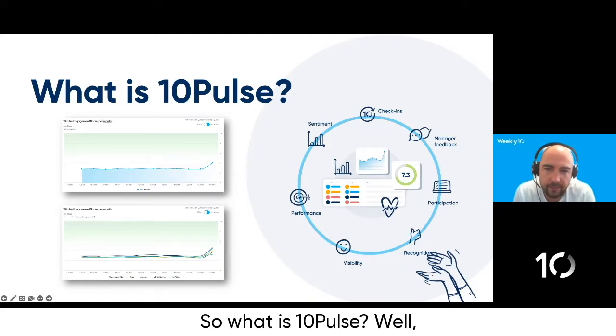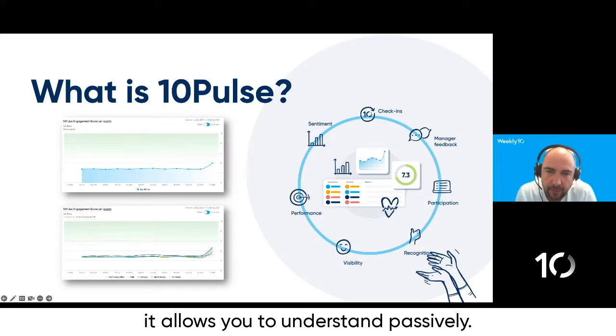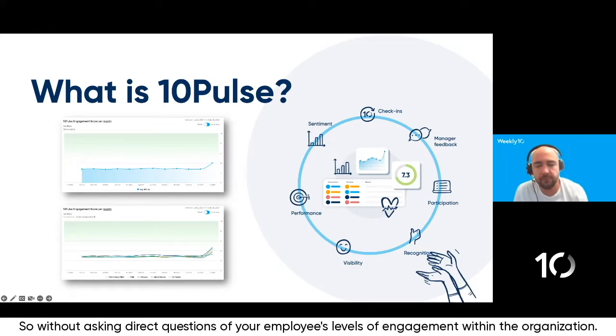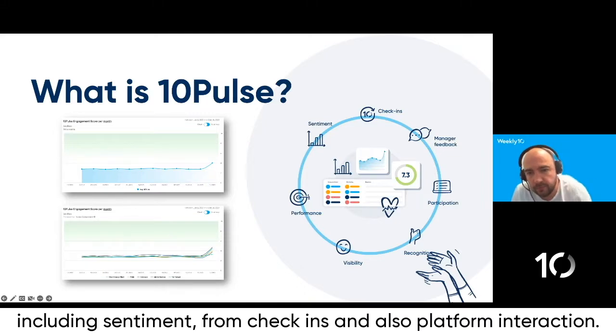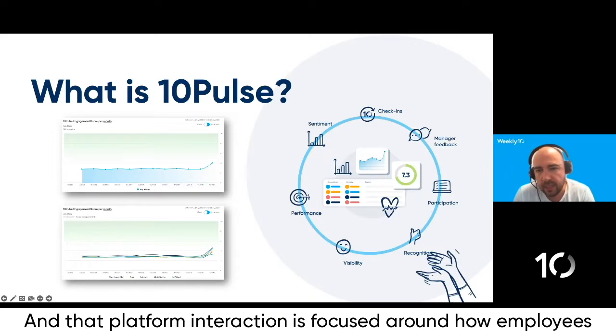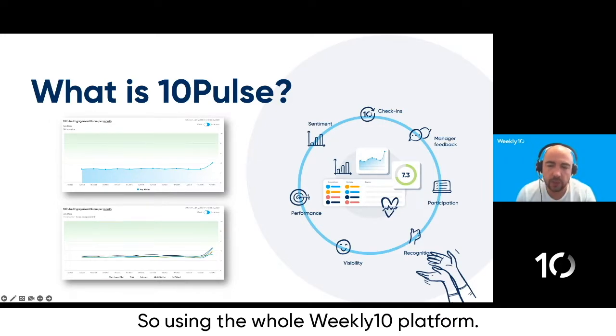So what is 10Pulse? Well, 10Pulse is an AI-based metric or analytic within Weekly10. It allows you to understand passively, so without asking direct questions of your employees, levels of engagement within the organization. And it combines a number of different metrics, including sentiment from check-ins and also platform interaction. And that platform interaction is focused around how employees and managers are using the tool itself. So using the whole Weekly10 platform.